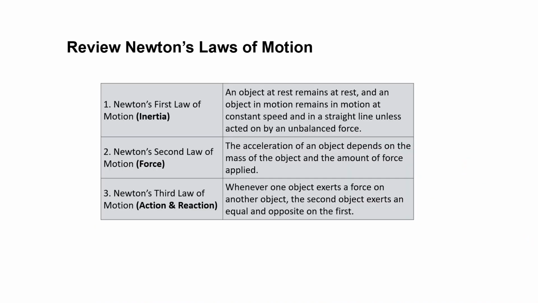Now, giving a review of Newton's three laws of motion. The first one is Newton's law of motion for inertia: an object at rest remains at rest, and an object in motion remains in motion at constant speed and in a straight line unless acted on by an unbalanced force. Number two, Newton's second law of motion, that is force: the acceleration of an object depends on the mass of the object and the amount of the force applied. Number three, Newton's third law, that is action and reaction: when an object exerts a force on another object, the second object exerts an equal and opposite force on the first object.